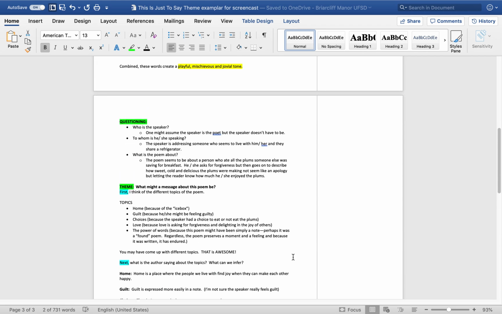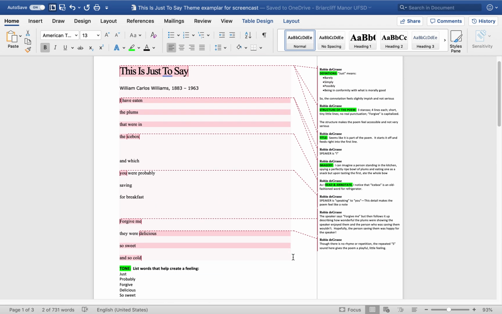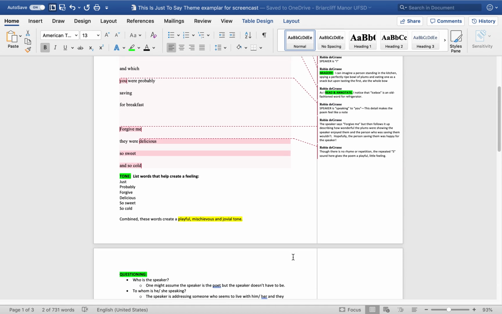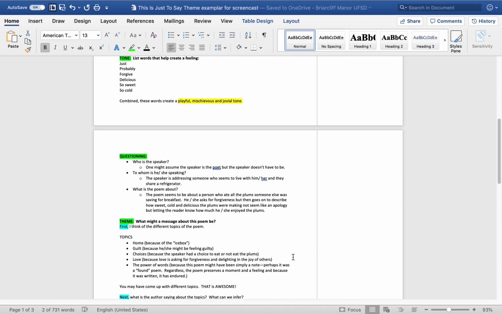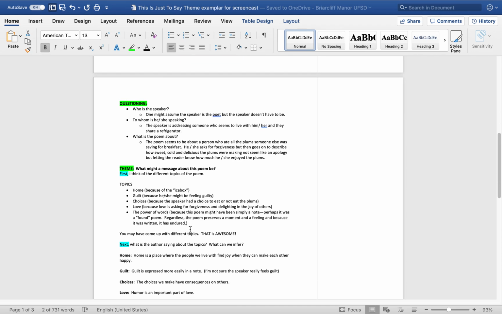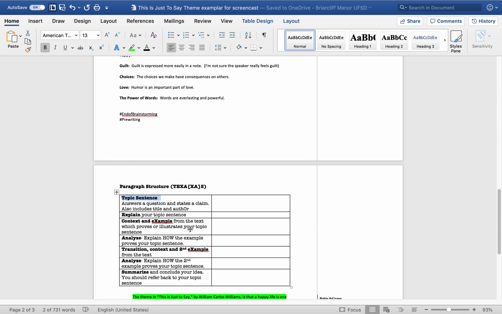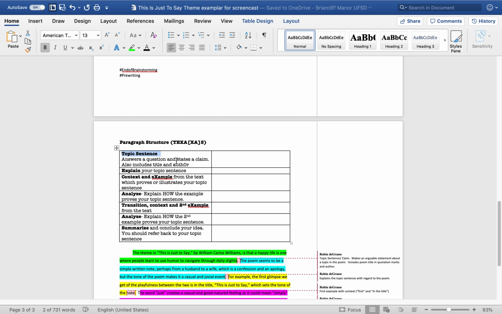So, in this lesson, we talked about first using our reading strategies to brainstorm ideas, second, to come up with a theme by first identifying topics and then what the author might have to say about those topics. And once we have that information, we put them into our paragraph structure of a topic sentence, explaining that topic sentence in context of the poem, using context to put our first example in.